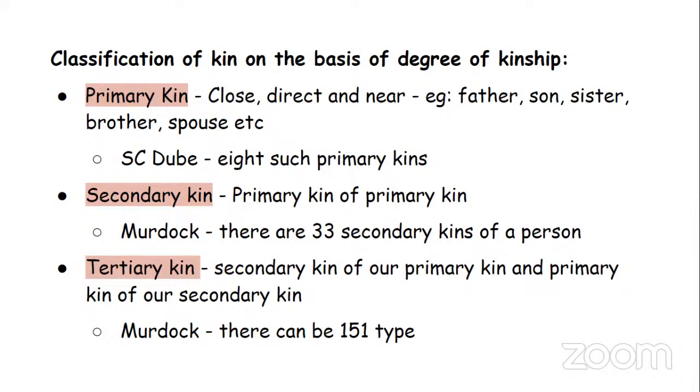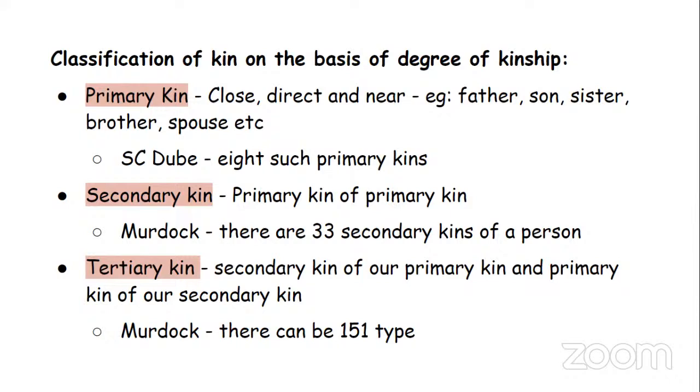sisters or brothers, and if someone has a daughter or son, then that is also their primary kin. Then their husband or wife is also primary kin. So the kinship relations which are close, direct, and near to us are called our primary kin. And S.C. Dubé proposed that there are 8 such primary kins. We can identify 8 such primary kins in our Indian society. Okay, so that is primary kin.